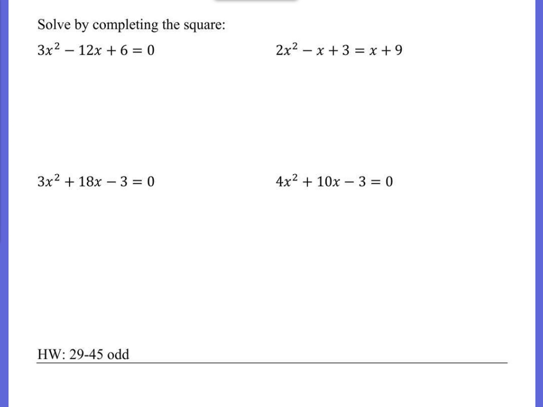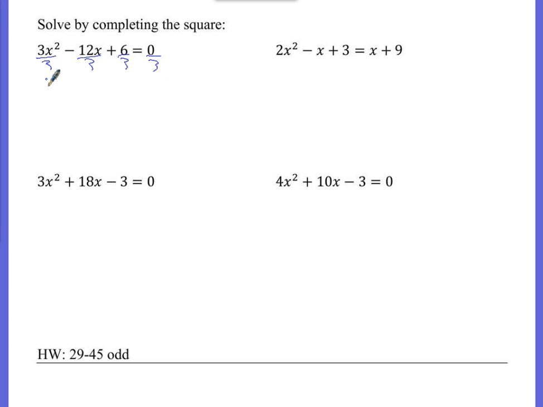GCF. Factor out a GCF. In this case, the GCF is 3. Now I could factor out a GCF, or because this is an equation equal to 0, I can actually divide everything by that GCF right now to get rid of it completely. So I'll divide all three of these terms by the GCF of 3. Also divide the right side by 3.